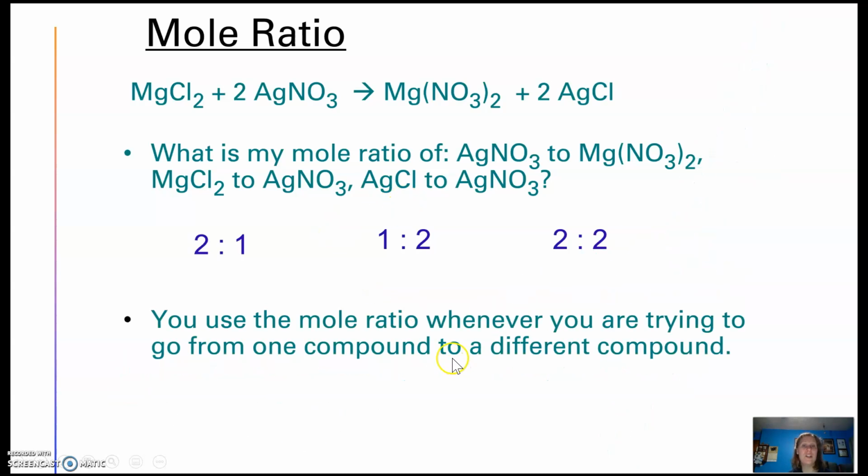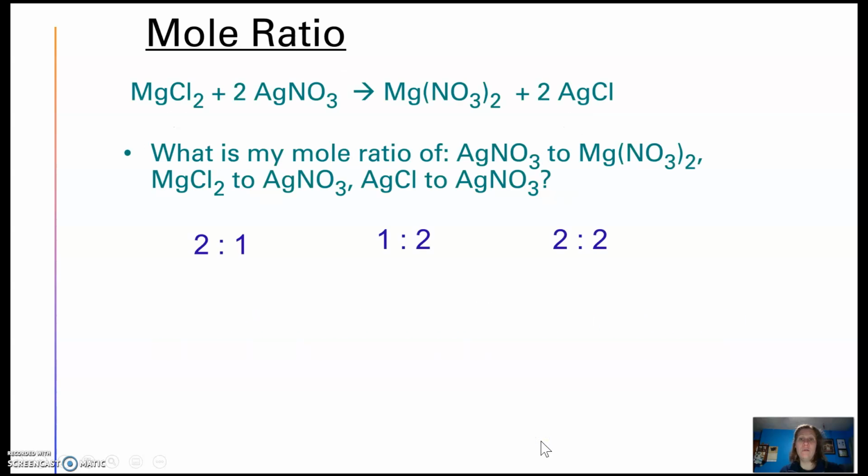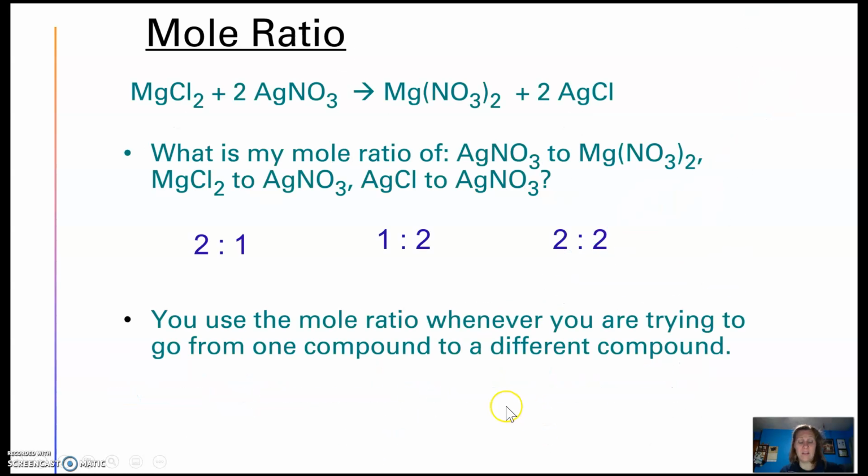You use this mole ratio step. So before, when we did mole conversions, we just had one chemical, right? We just did one chemical. But now, we're going to start with this chemical over here and try to figure out how much of this is produced. So the setup for that is when you switch between compounds. So this mole ratio step is how you switch between chemicals in your reaction.